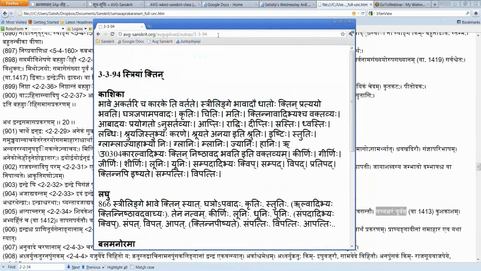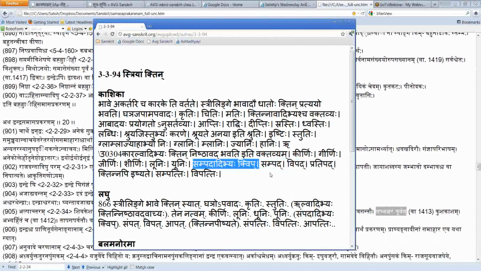But there's a vartikam here. Sampad-adibhyah kvip vaktavyah. The words sampad, vipad, apad, etc., can take the kvip pratyaya to form a feminine noun. So this is the vartikam under 3.3.94 Striyam ktin. If you see a kvip pratyaya being used to form a feminine noun of the dhatu, then this vartikam can help you out. It is sampad-adibhyah kvip.